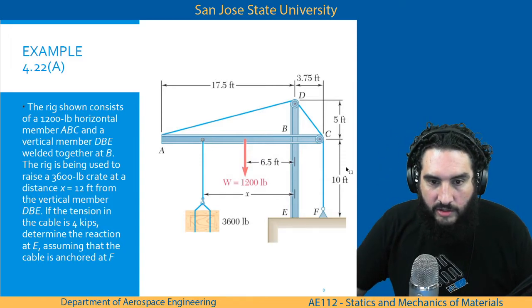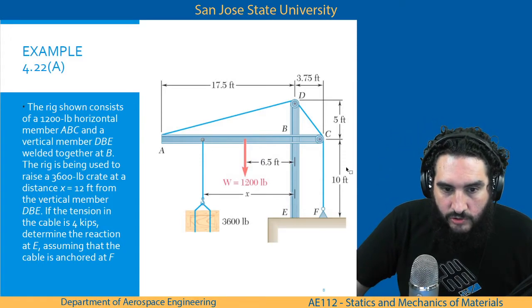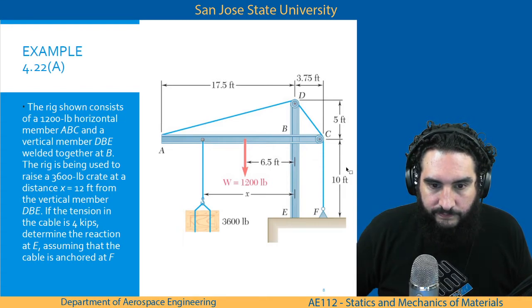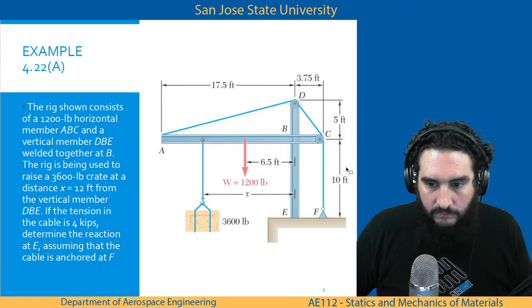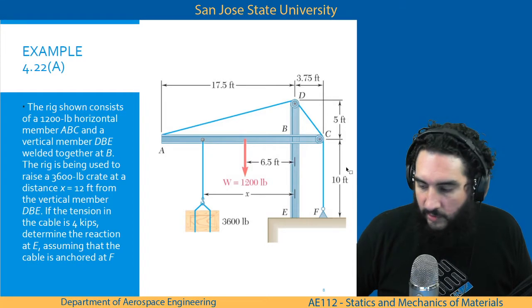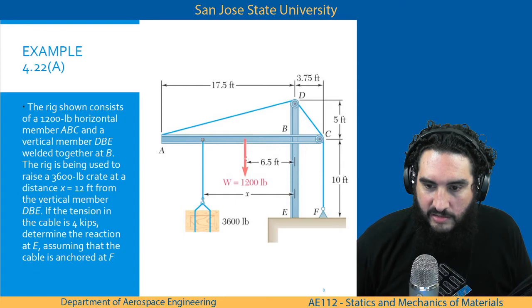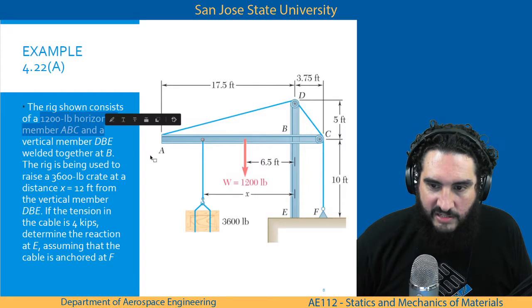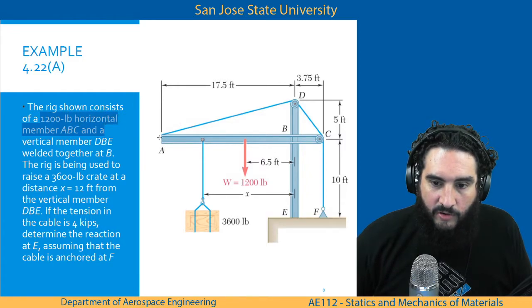Okay. The rig shown consists of a 1,200-pound horizontal member, ABC, and a vertical member, DBE. Remember before when I said we were not going to consider weight because the problem didn't give us weight? This problem did tell us how heavy member ABC is, so it's going to be important for us to incorporate that numerical value, 1,200 pounds.